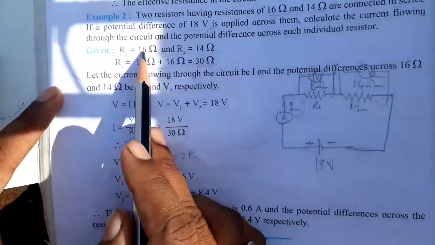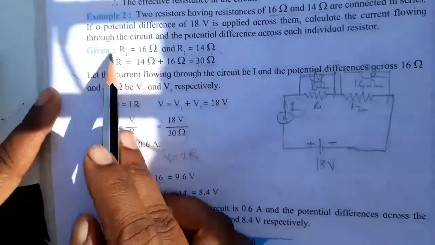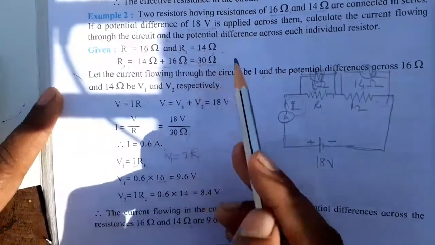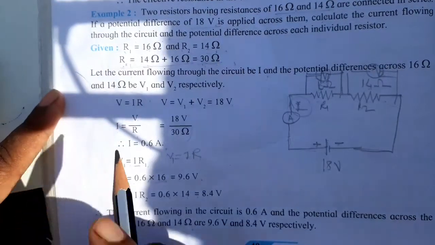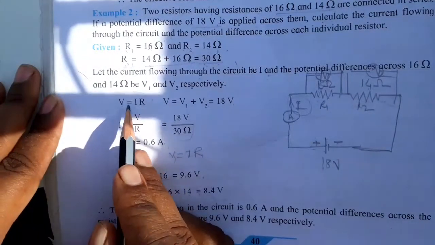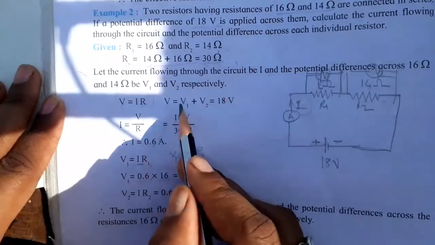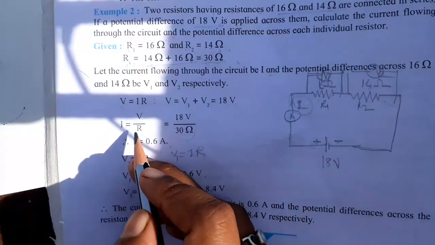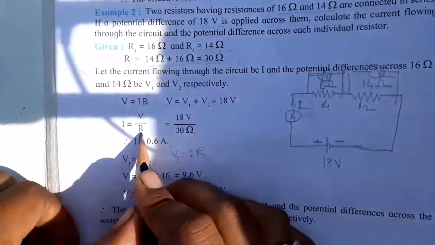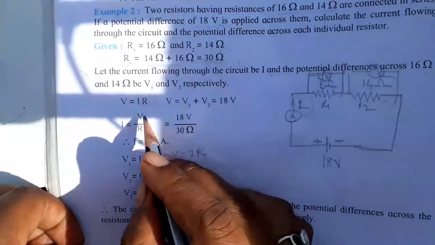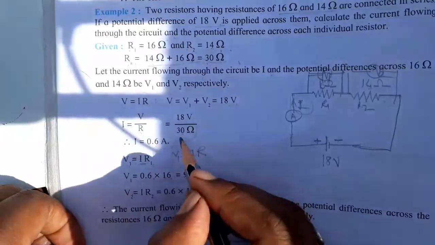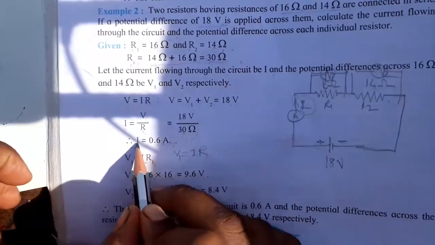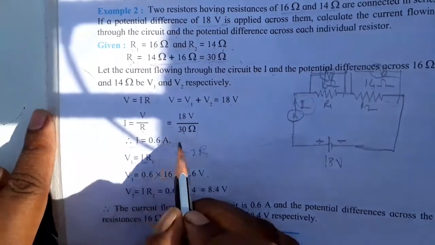First, R1 is 16 ohm, R2 is 14 ohm. So the effective resistance, due to the series connection, is the addition: 14 plus 16 becomes 30 ohm. Now we have to calculate the voltage drop. The total voltage V is equal to V1 plus V2, which is 18 volt. Now I is equal to V upon R. Put the values of V and R: 18 upon 30 becomes 0.6 ampere. Therefore the current flowing through the circuit, I, is 0.6 ampere.